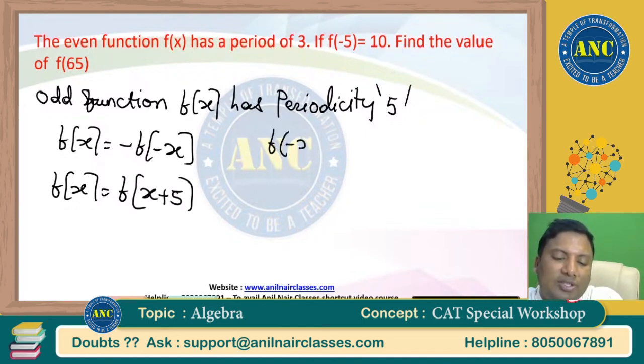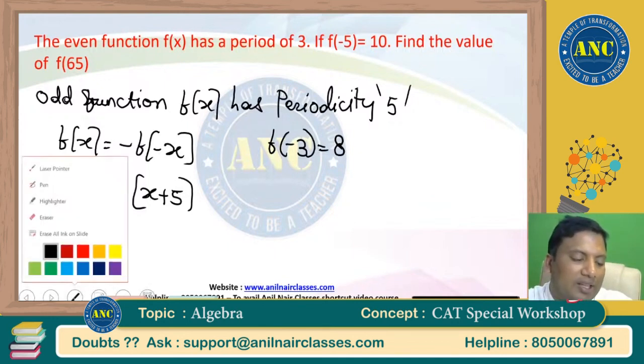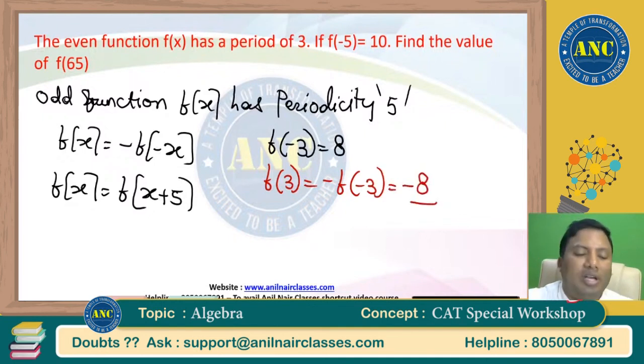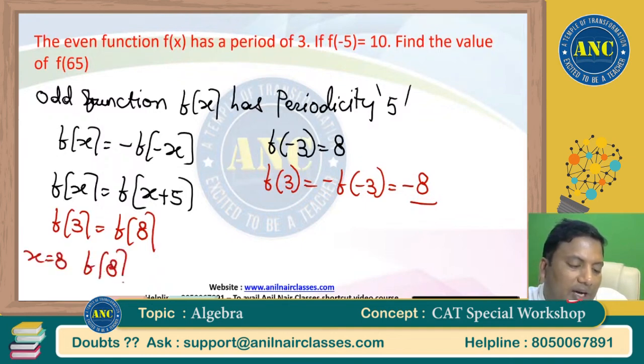F of minus 3 equivalent to 8. We'll find out the pattern, then we'll create the question. So f of minus 3 equivalent to 8. F of 3 equivalent to minus f of minus 3, which is nothing but minus 8. F of 3 is minus 8. So if I keep f of 3, 3 plus 5 is 8. F of 8 is also minus 8. If I keep x equivalent to 8, f of 8 is nothing but 8 plus 5, 13.